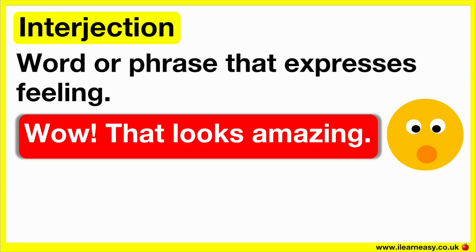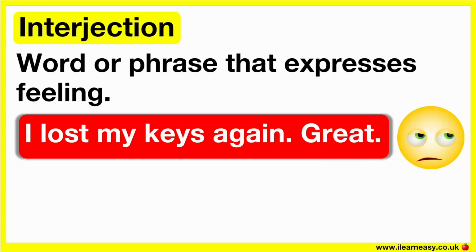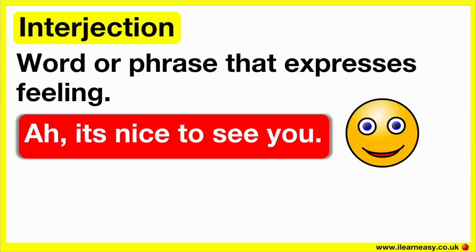For example, wow, that looks amazing! The interjection in this sentence is wow. An interjection can be followed by a full stop or comma if you don't want it to show strong emotion. For example, I lost my keys again. Great. Ah, it's nice to see you.